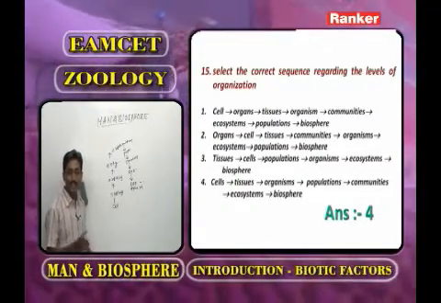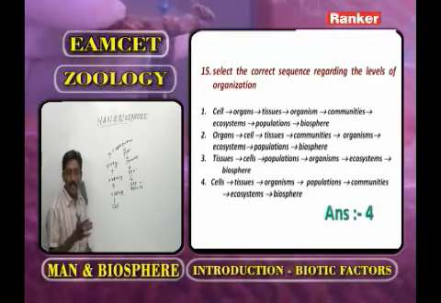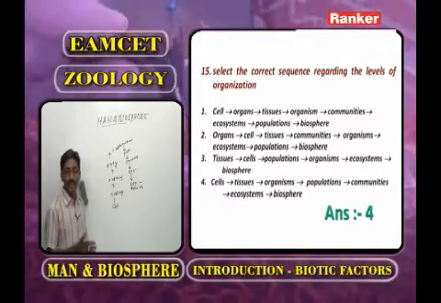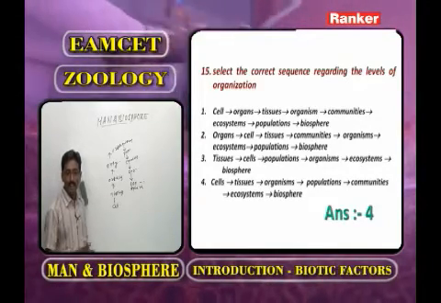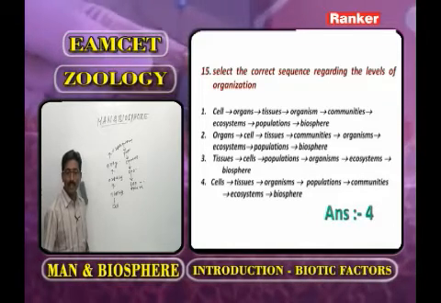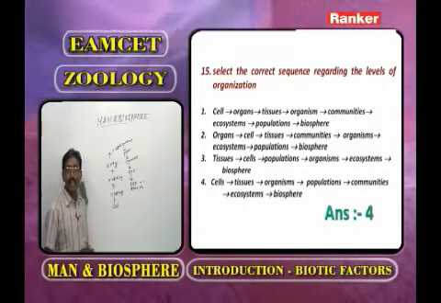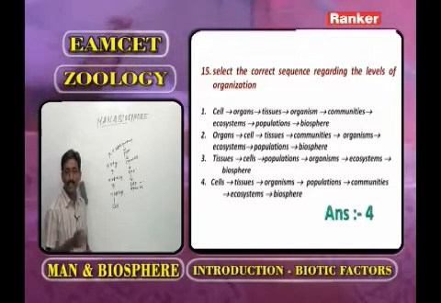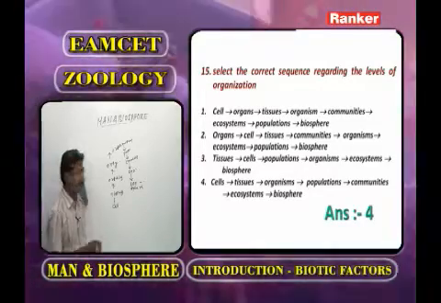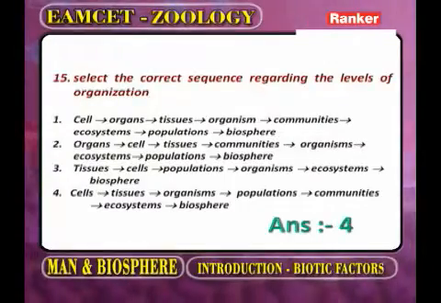The last one. Cells form tissues, then organisms, then populations, then communities, then ecosystems. Finally, all ecosystems are termed the biosphere or ecosphere. Now we go for the next question.